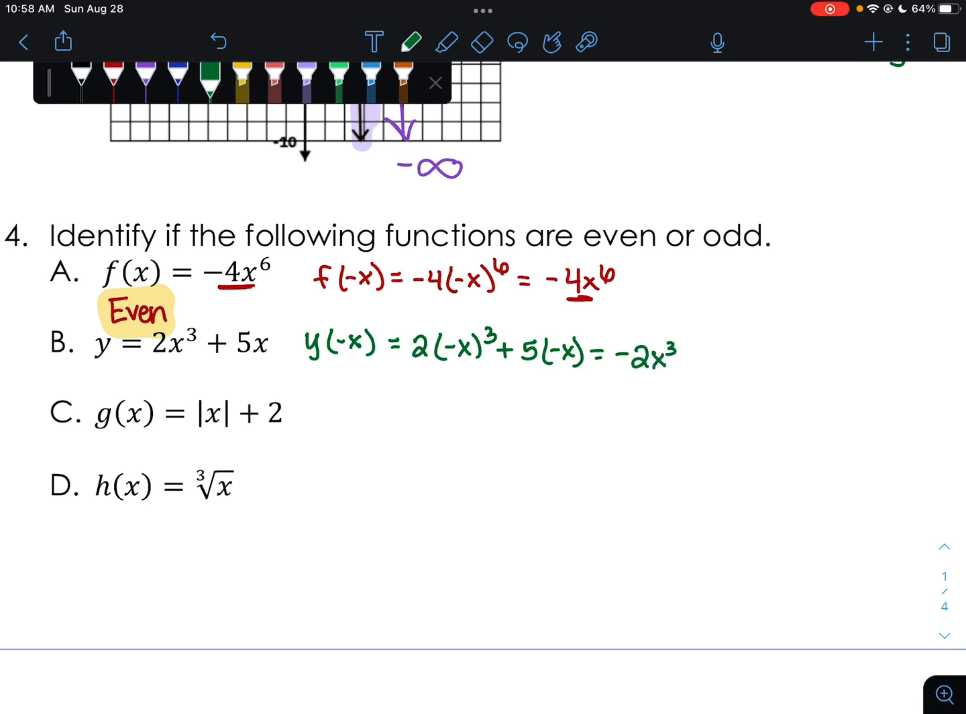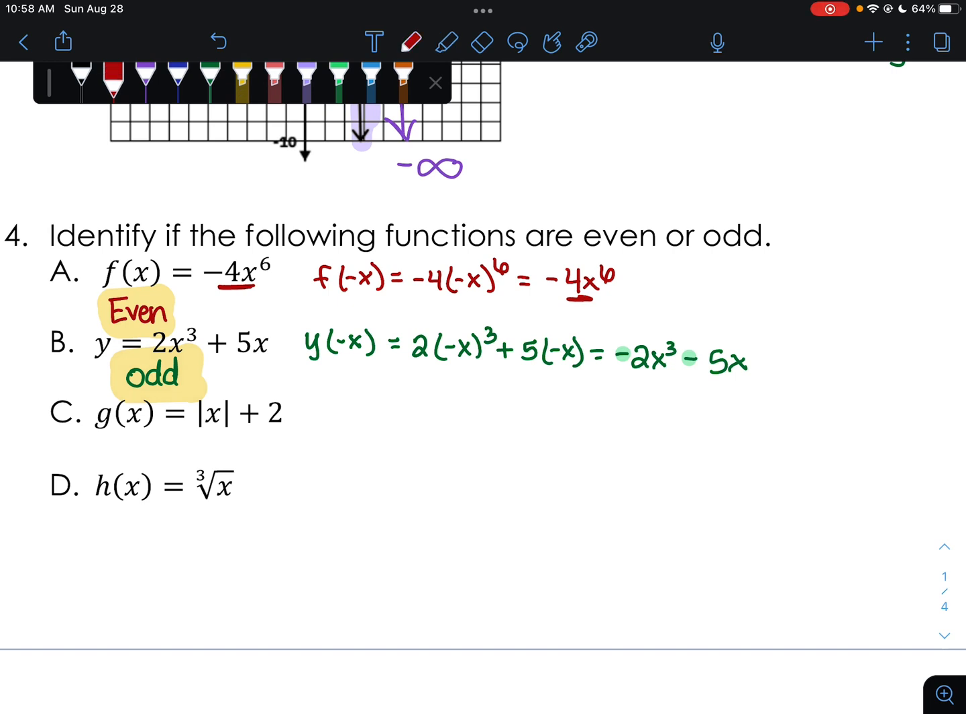Then I have 5 times negative x. 5 times negative x is negative 5x. So if I notice here, my signs were positive, positive. Now they're negative, negative. So all of my signs changed, which means this is an odd function. So if all of your signs change to the opposite, then it's odd, but it has to be all of them.